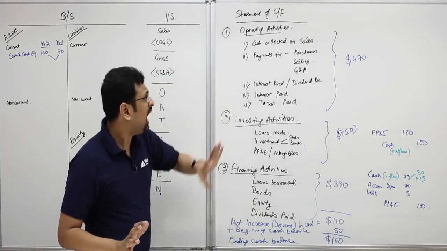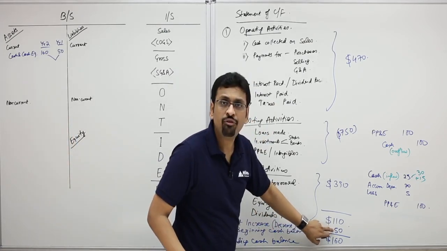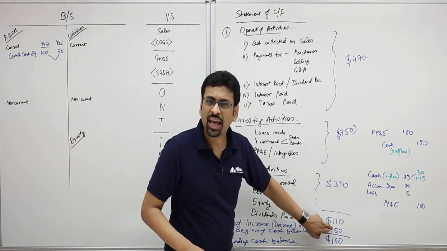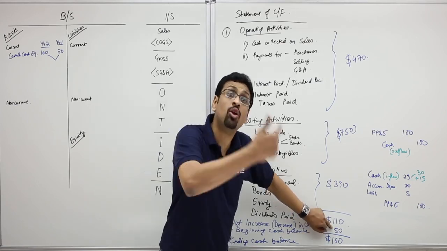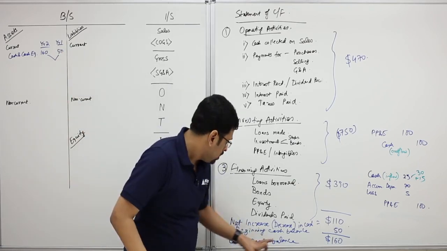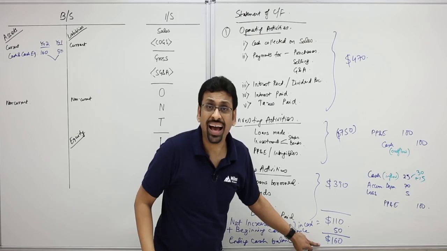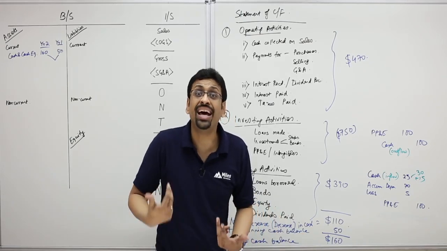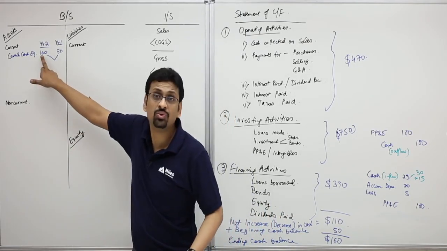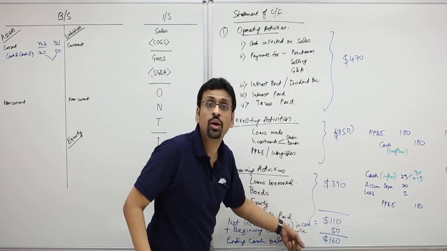Now guys, look at how the statement ties into your balance sheet. Here you have this number, $50,000. That was the cash at the beginning of the year or end of last year. So that's your number 50. The last number, ending cash balance, $160,000. That's the cash and cash equivalents at the end of current year, $160,000. Change, 110. And that's what we've been talking about here.